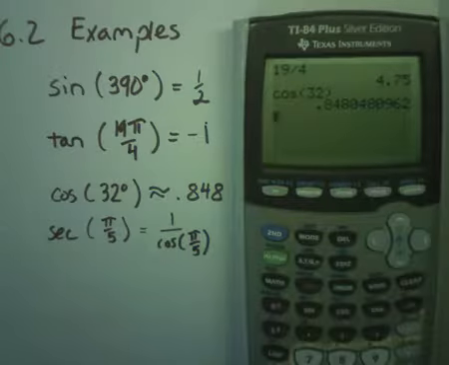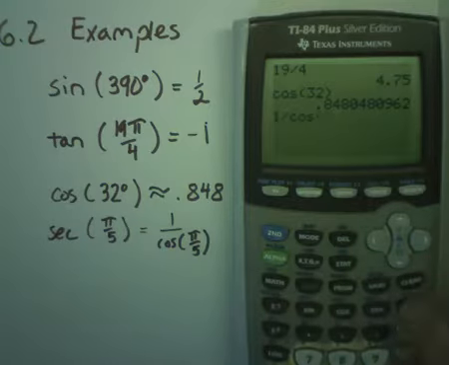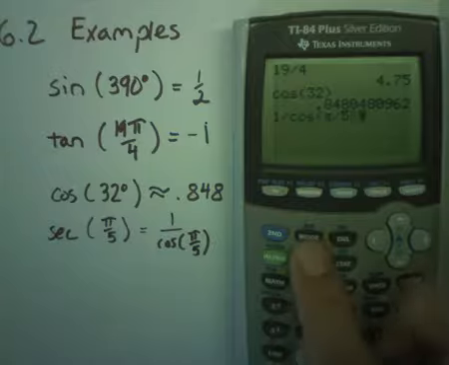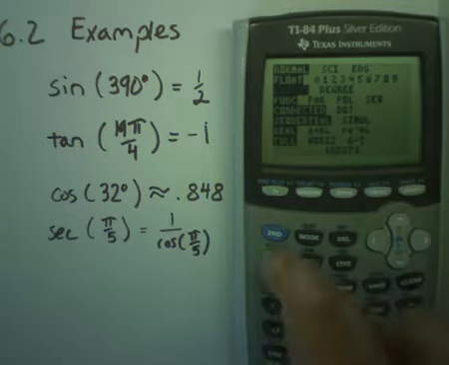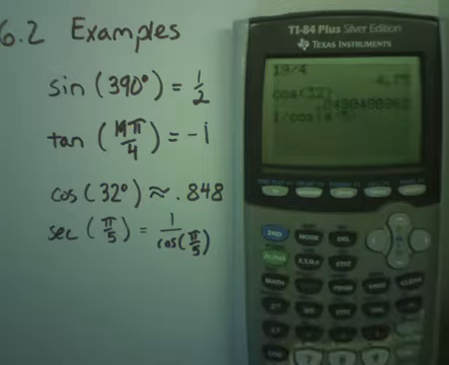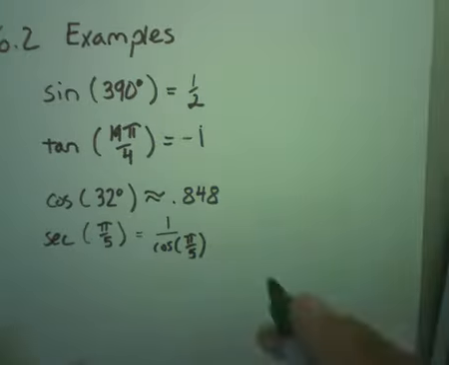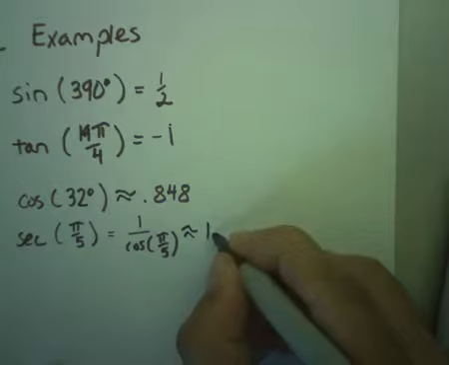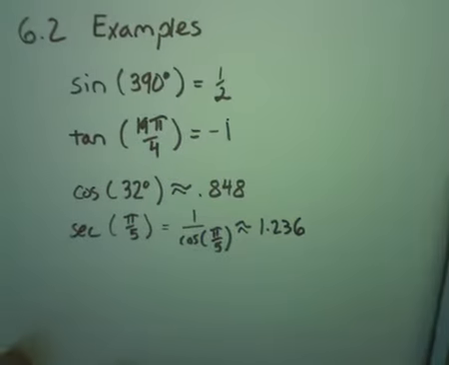So if we want secant of pi over 5, we're going to do 1 divided by cosine of pi divided by 5. I'm also going to go back to my mode settings here because I know I was just in degrees, and change it back to radians so it understands pi over 5 properly. And that's about 1.236 if you were rounding to 3 decimal places. Okay, so there's just a couple examples from 6.2.